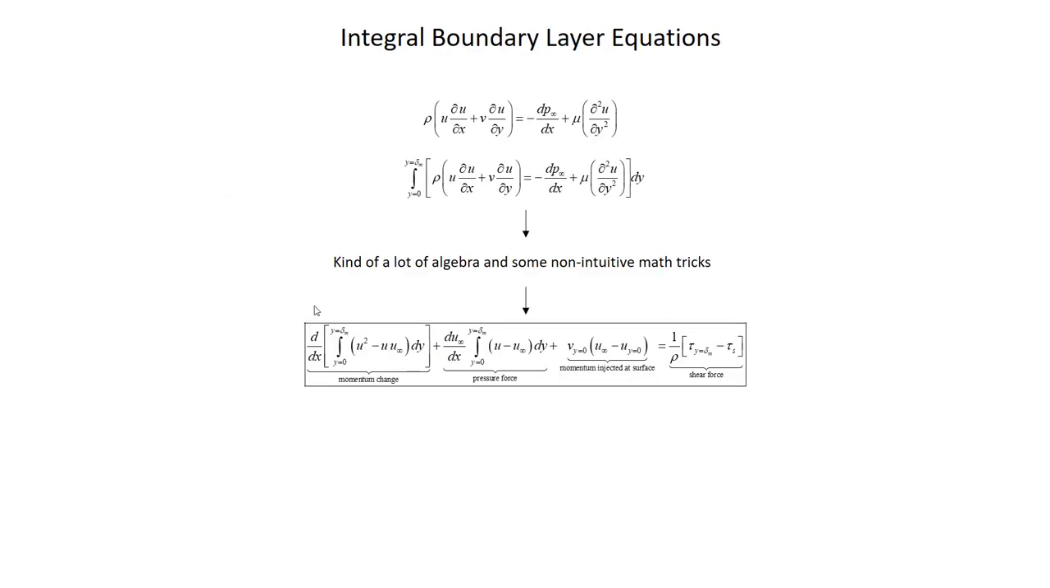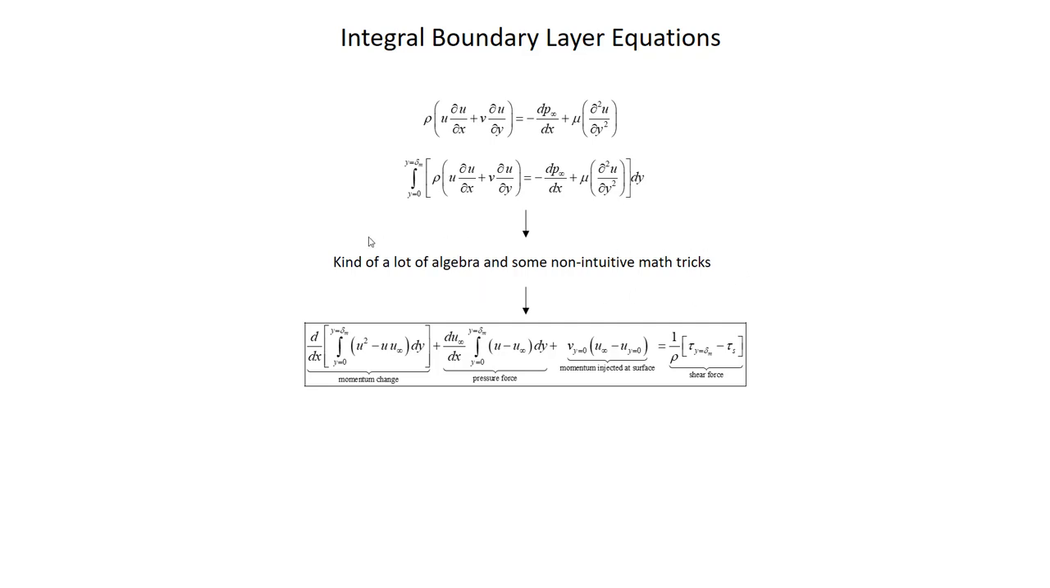Again, these things start with the integral form of the boundary layer equations. And just to reiterate, there's no magic here. We would literally take our x momentum equation. So up here we have our x momentum equation for a boundary layer. We integrate it from 0 to delta sub m, and we do kind of a lot of algebra and some non-intuitive math tricks.